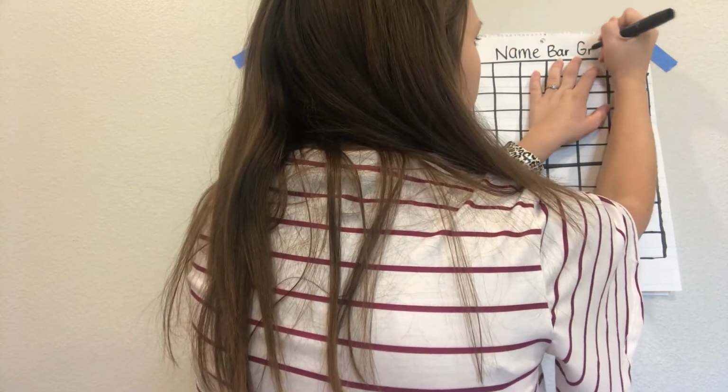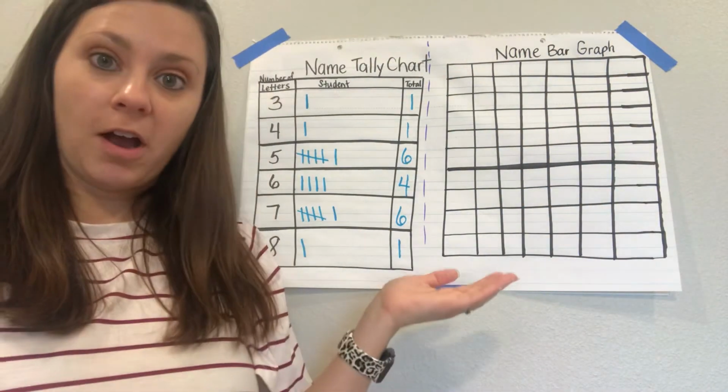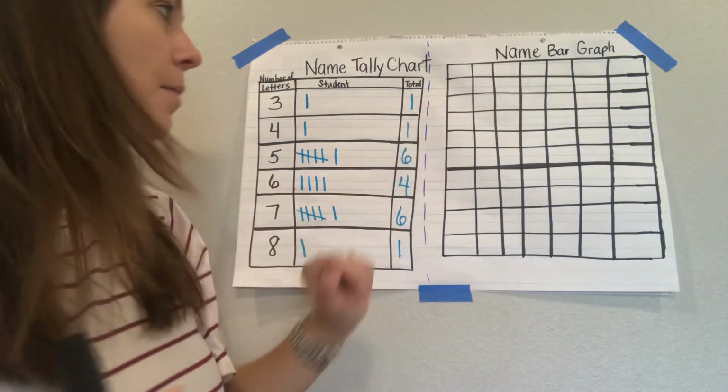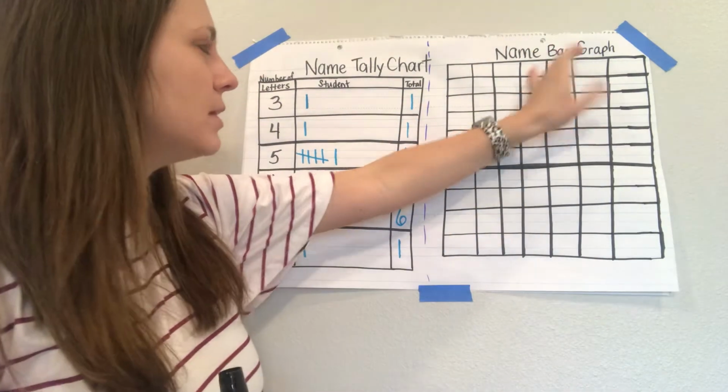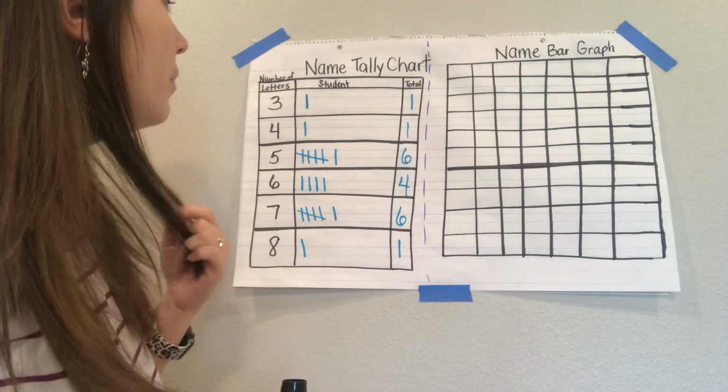Every time you make a graph, it needs to have a title. If it doesn't have a title, we won't know what the graph is about. So the title is very important. All right, so the title is the Name Bar Graph.